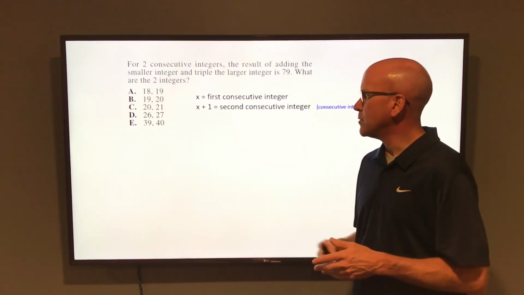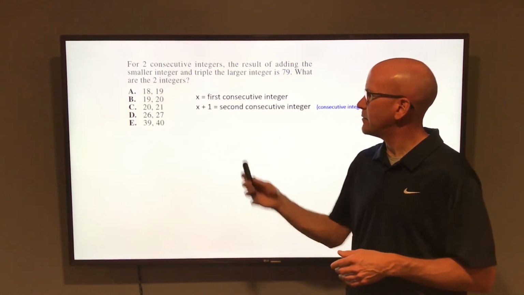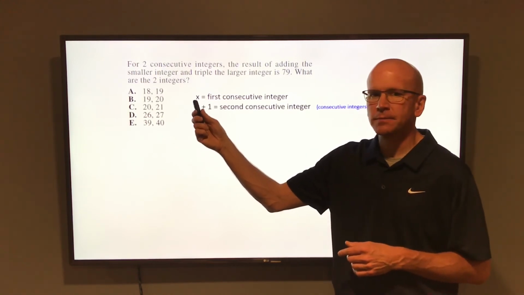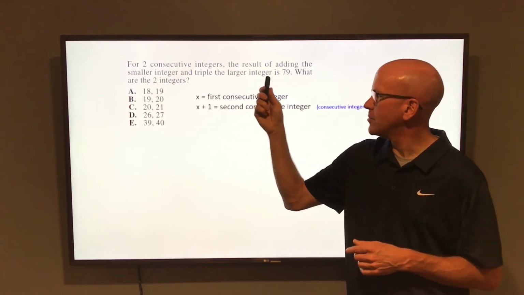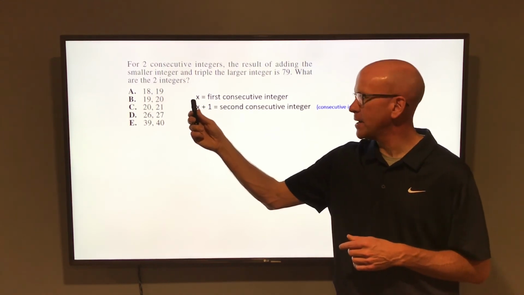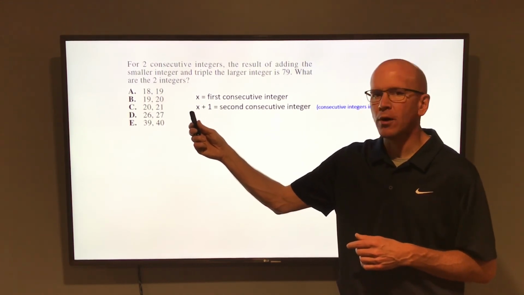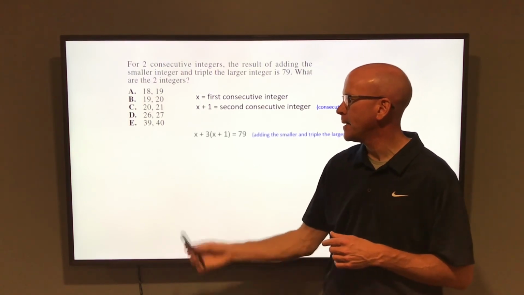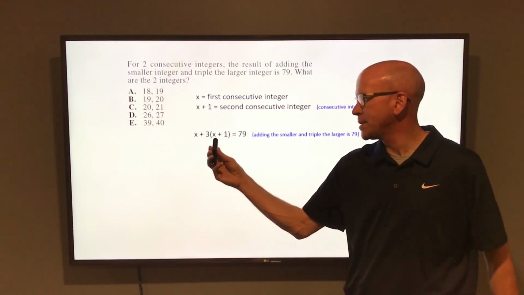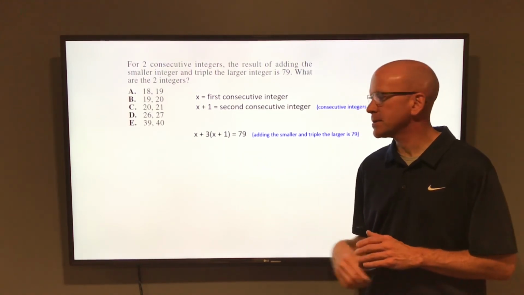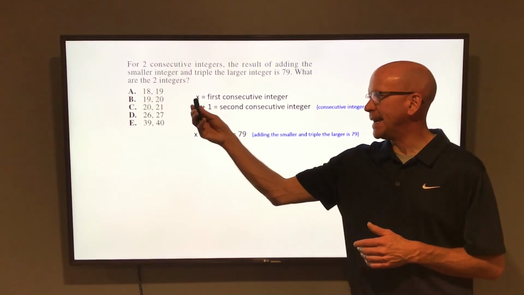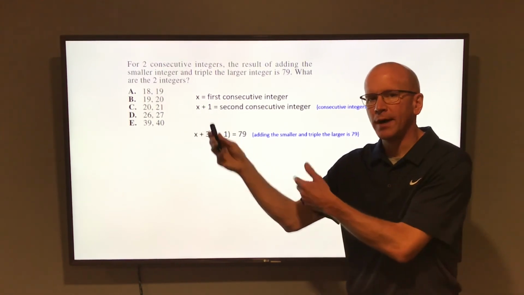We're going to let x equal the first. x plus 1 is the second consecutive integer. Now it says the result of adding the smaller integer, which would be the x, and triple the larger, which would be 3 times x plus 1. So the smaller integer is x plus triple the larger, or 3 times x plus 1. The result is 79. So again, we're taking x plus 3 times x plus 1 equals 79. We're just going to solve that for x. Once we get x, then we can get x plus 1, and we'll have our two integers.